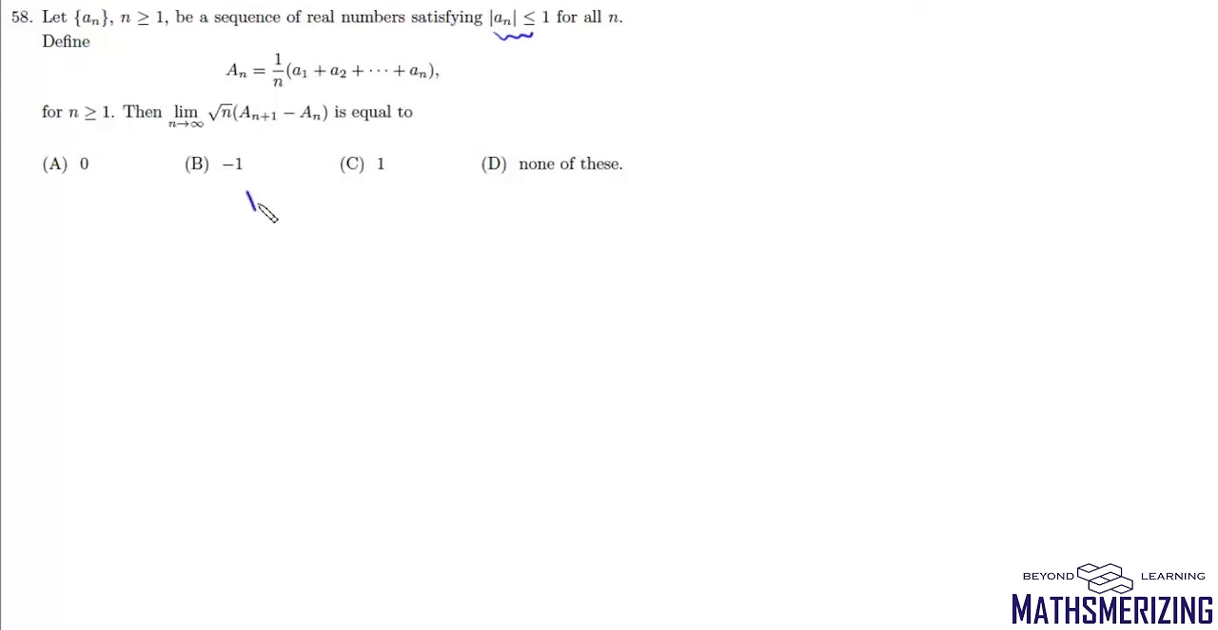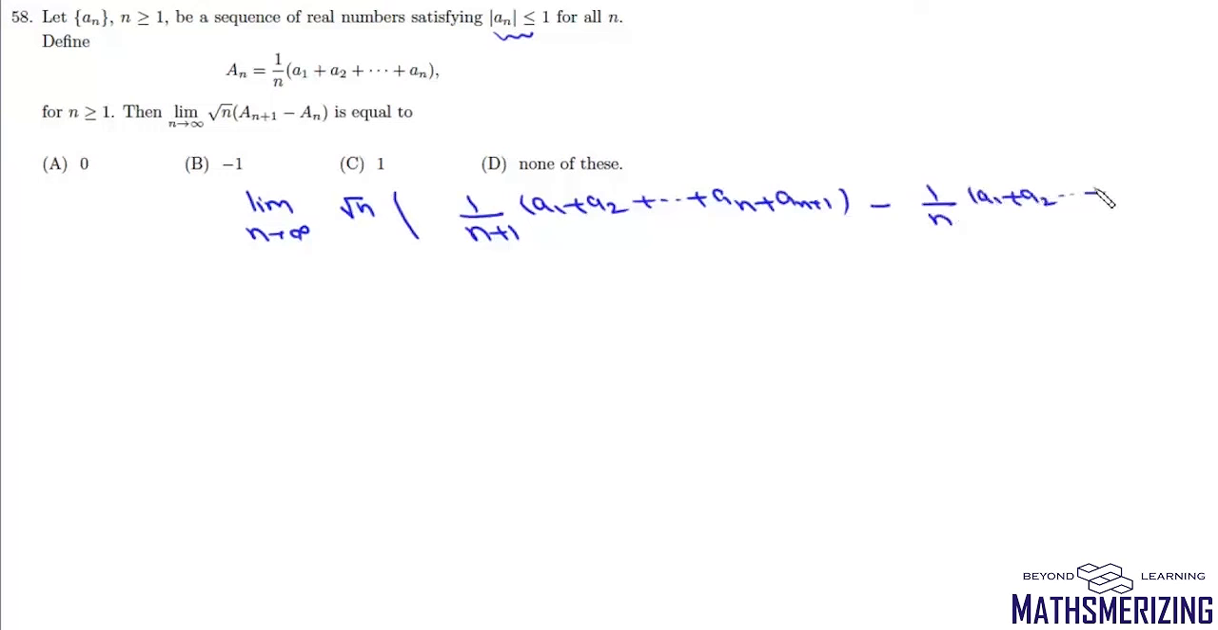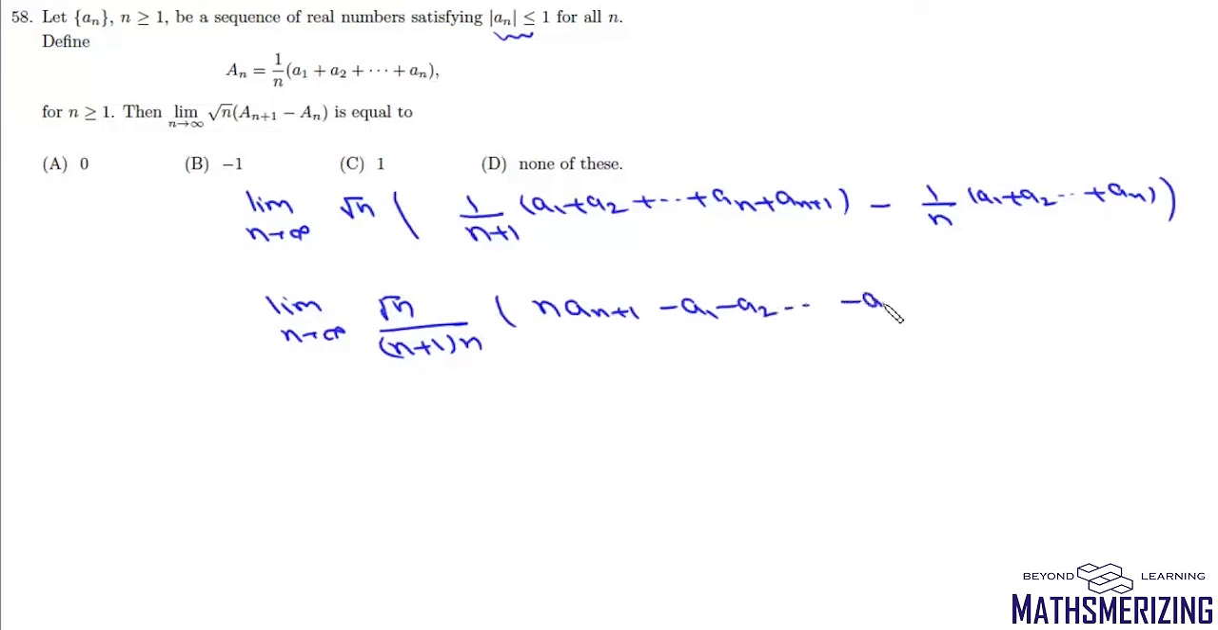Now we look at this limit, we can write this as the limit as n tends to infinity of √n times, now what is A(n+1)? It is nothing but 1/(n+1) (a1 + a2 + ... + an + a(n+1)) minus 1/n (a1 + a2 + ... + an). Now we'll take LCM, so we can write this as the limit of √n times, the LCM will be (n+1)·n, and here we'll get n·a(n+1), then n·a1 minus (n+1)·a1, so it will be minus a1 minus a2 and minus an.